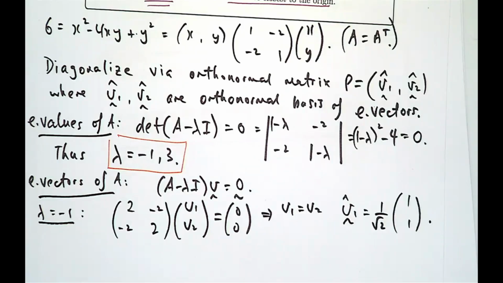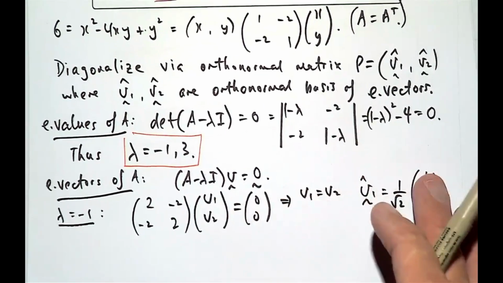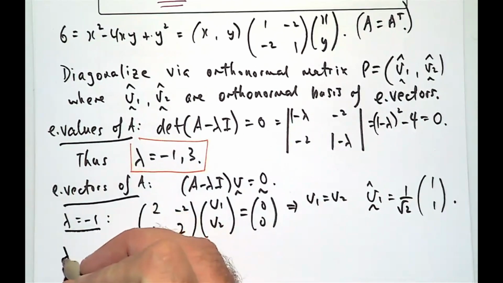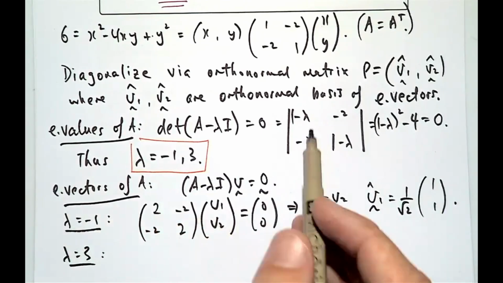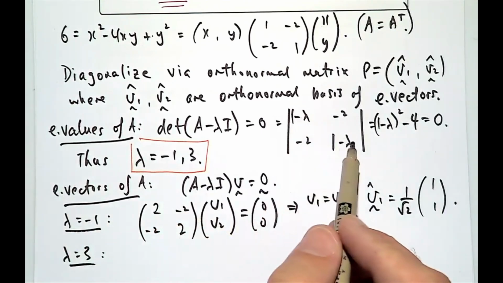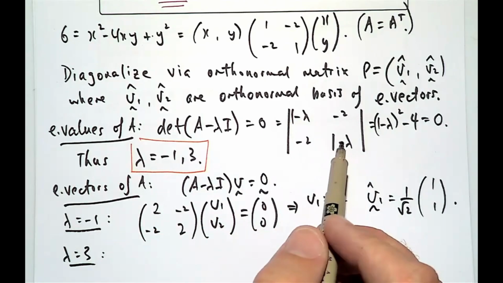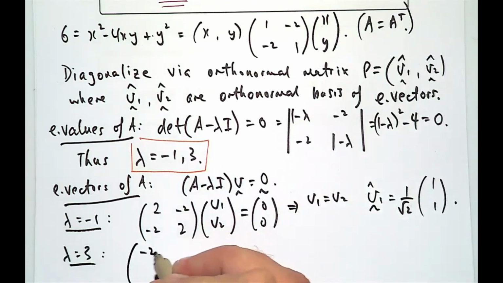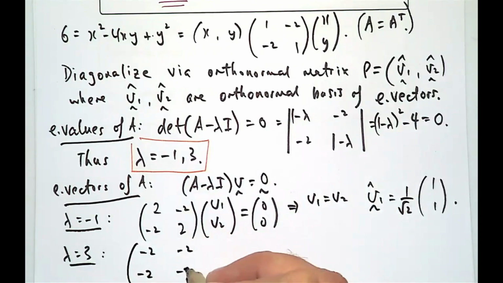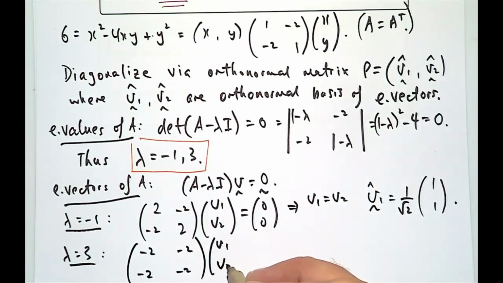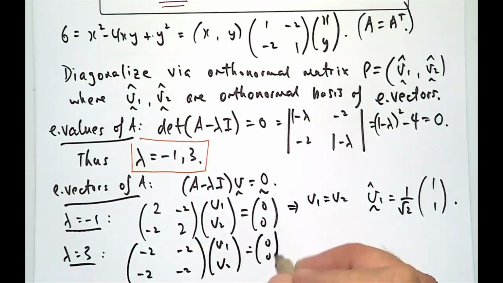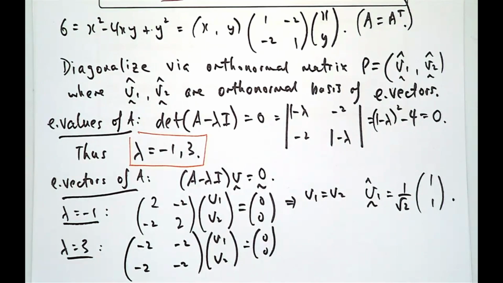All right, so let's solve the other case, lambda equals 3. All right, so let's go up here, 1 minus 3, 1 minus 3, so I'm going to get negative 2, negative 2. So it's very similar to the previous case, except I've got V1 equals negative V2.